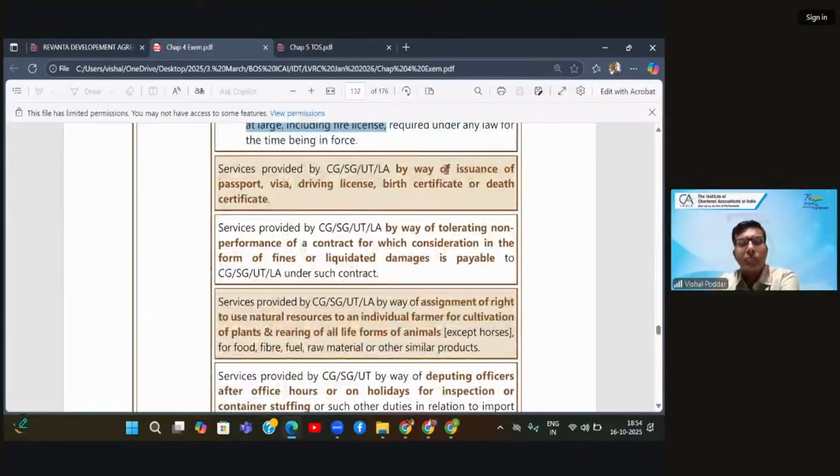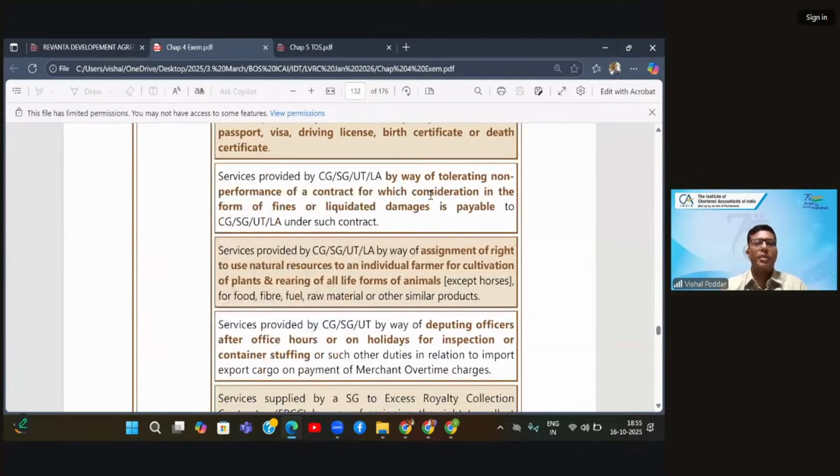Next, we get these things from the government, that is, a passport, a visa, a driving license, birth and death certificates, for some charge, and that is again exempted.